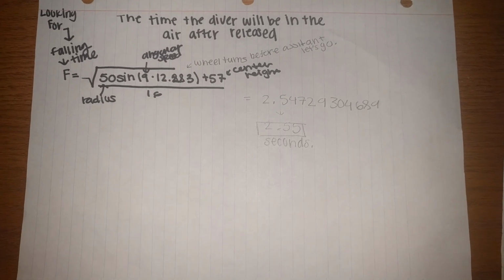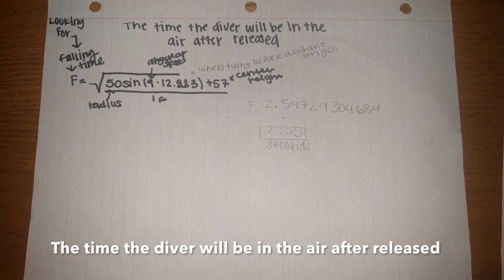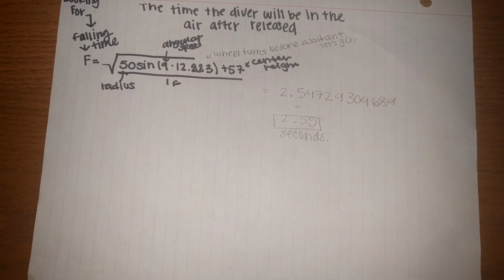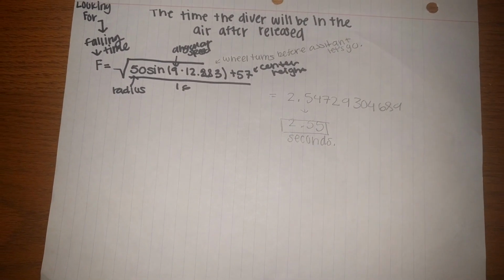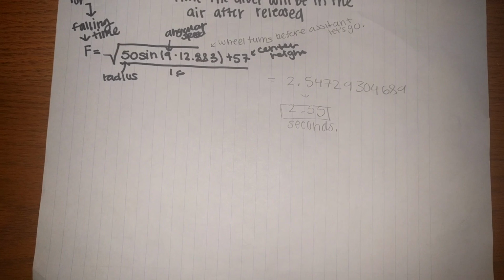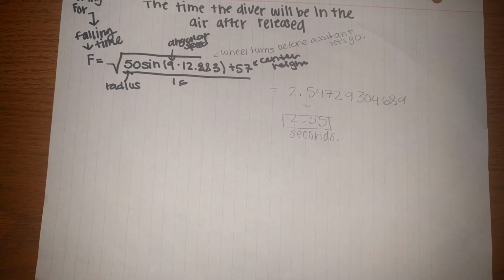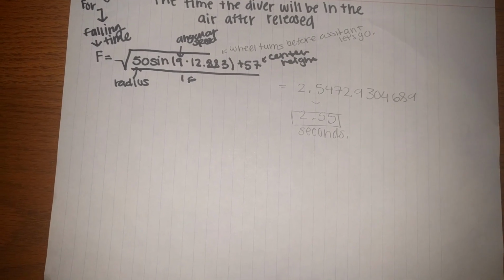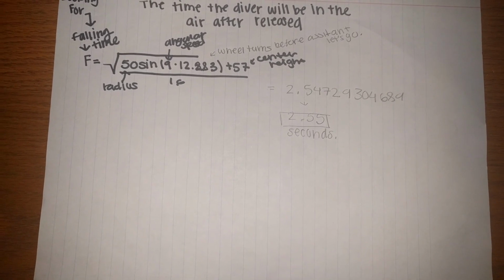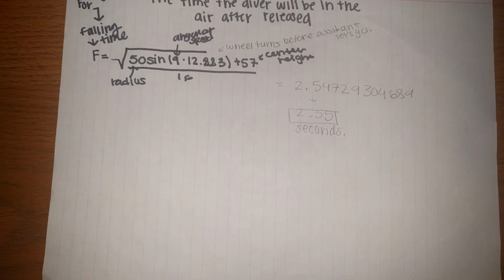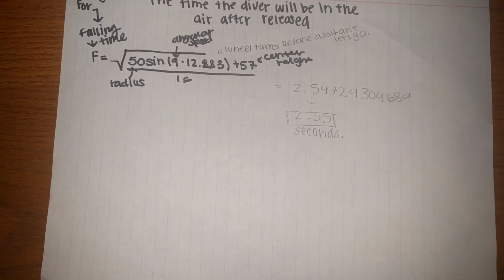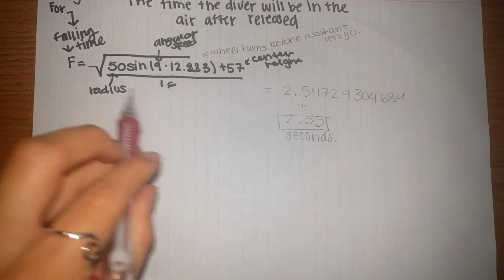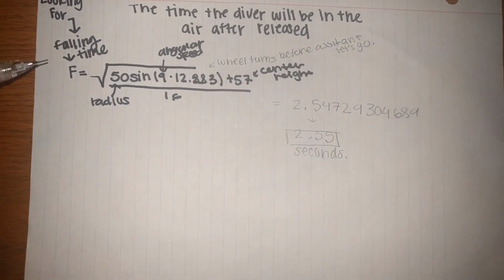Now we're going to find the time the diver will be in the air after release. Once he jumps off after being on the wheel for 12.283 seconds, we're going to use the following equation, which we got from our Ferris wheel info. This equation tells us that if the wheel turns for w seconds, which is 12.283, before the assistant lets go, the diver will fall for exactly this long. So we're looking for the falling time.